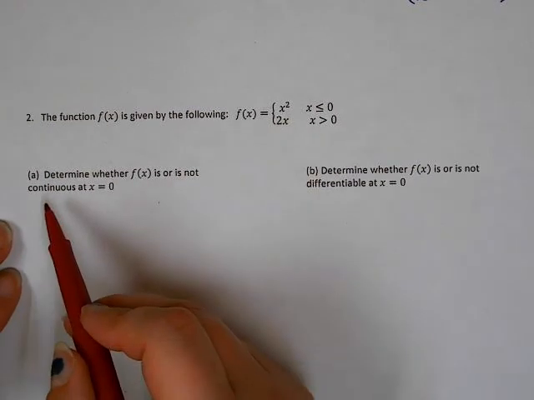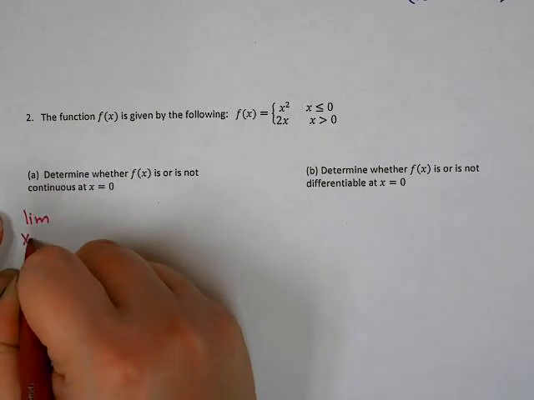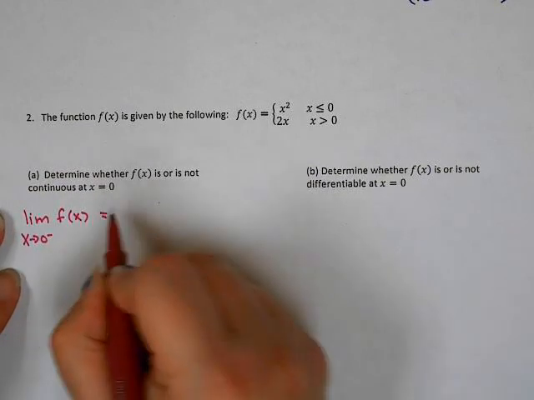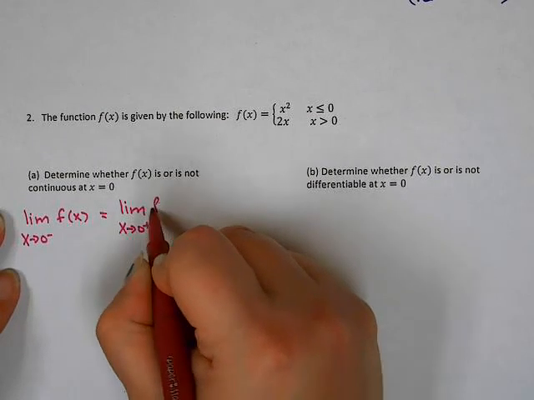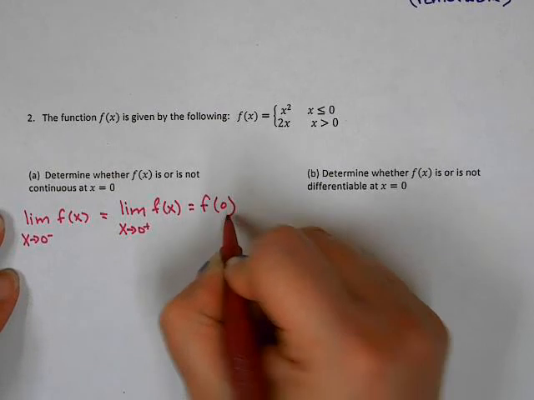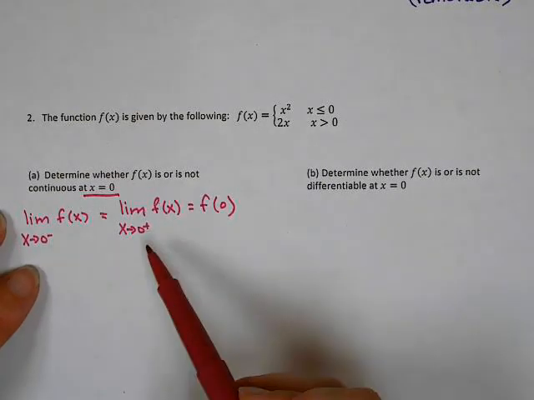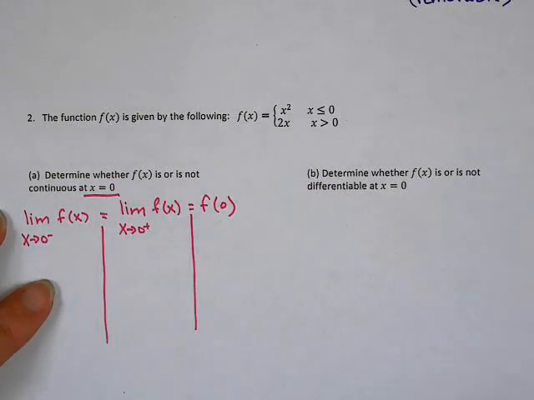In order for a function to be continuous, we know that the limit as x approaches 0 from the left of f of x is going to have to equal the limit as x approaches 0 from the right of f of x, which is going to have to equal the function value at 0. All right, and that's because we're doing this at x equals 0. So the left limit has to equal the right limit, which has to equal the function value. So hopefully you guys remember doing this in chapter 2, I believe it was.